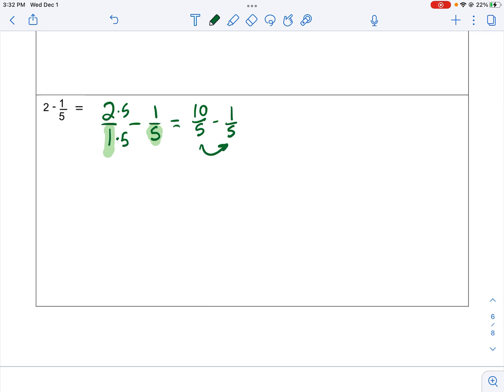Now, these are the same. When adding or subtracting, you keep the denominator the same. 10 minus 1 gives me 9, again, keeping it improper, and that is completely reduced.